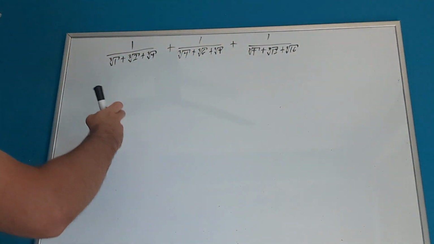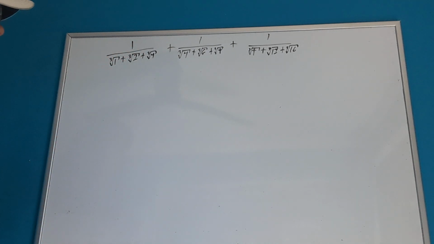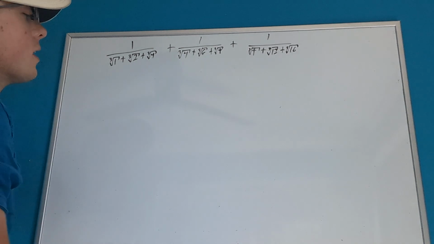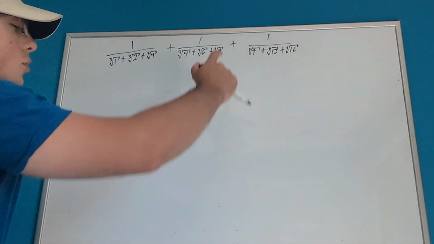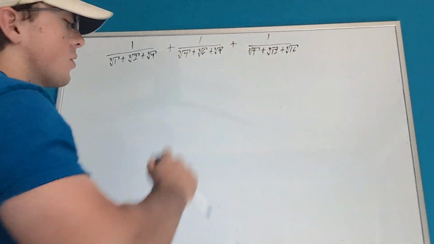So we have the sum of 1 over the cube root of 1 plus the cube root of 2 plus the cube root of 4, plus 1 over the cube root of 4 plus the cube root of 6 plus the cube root of 9, plus 1 over the cube root of 9 plus the cube root of 12 plus the cube root of 16.